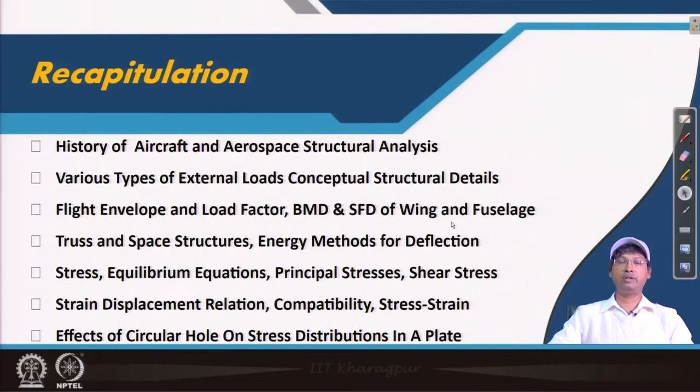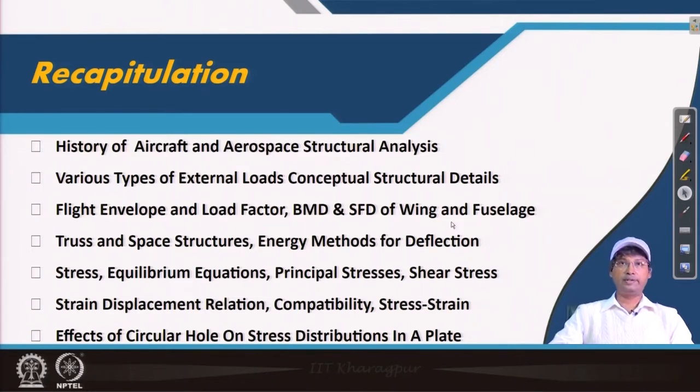We have come across one agency known as airworthiness agency also, which guides the critical conditions. They have laid down some critical conditions, loading parameters for design. After that, we have gone to the flight envelope and load factor, and how it is different for different types of aircraft. We have carried out examples to find out bending moment diagram and shear force diagram of aircraft wing and fuselage.